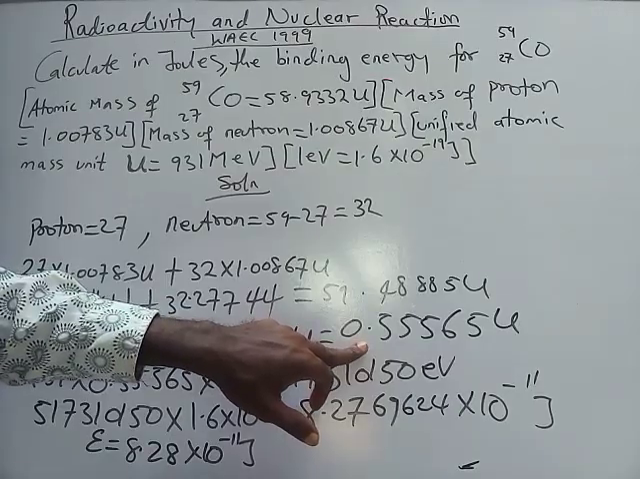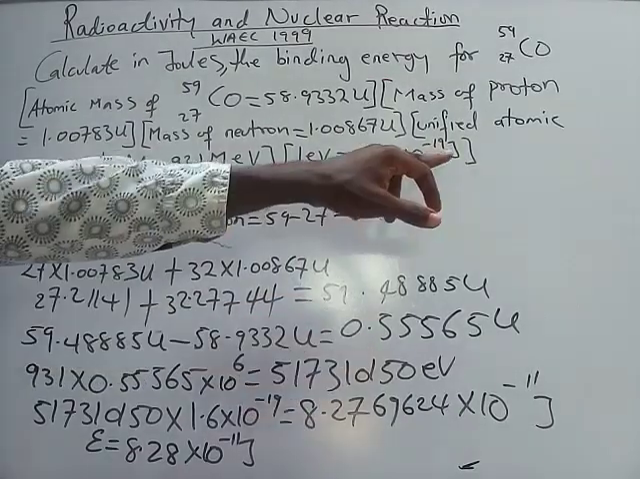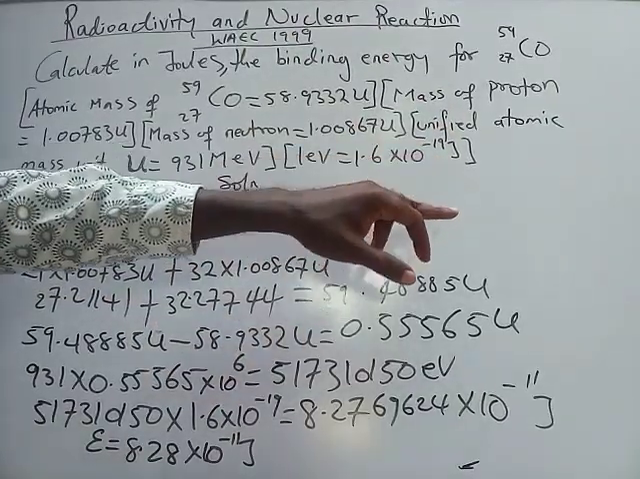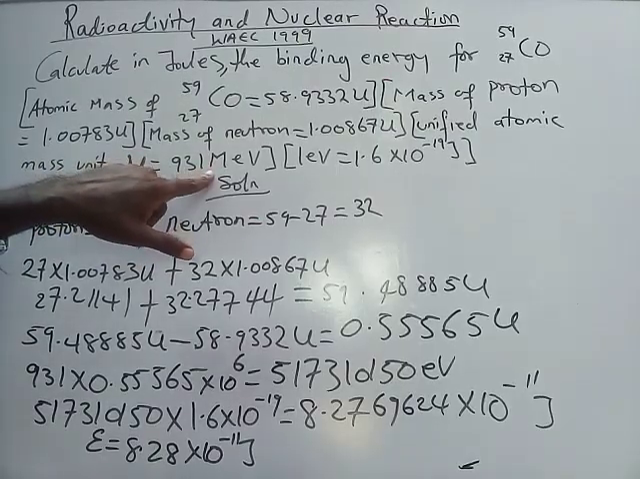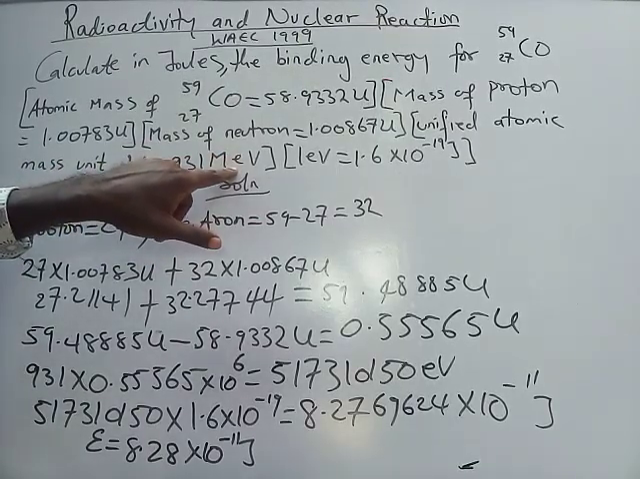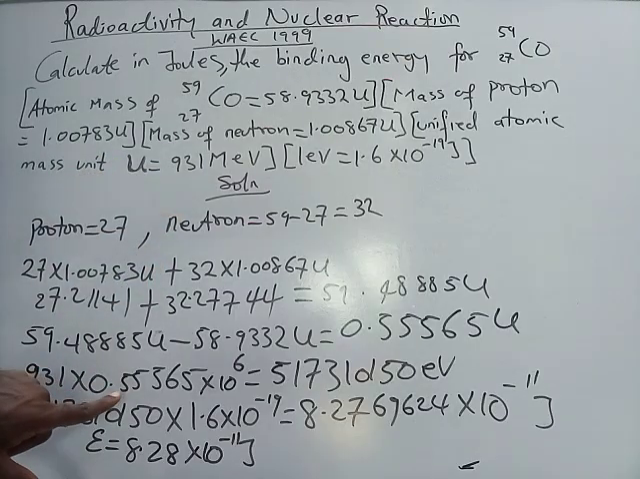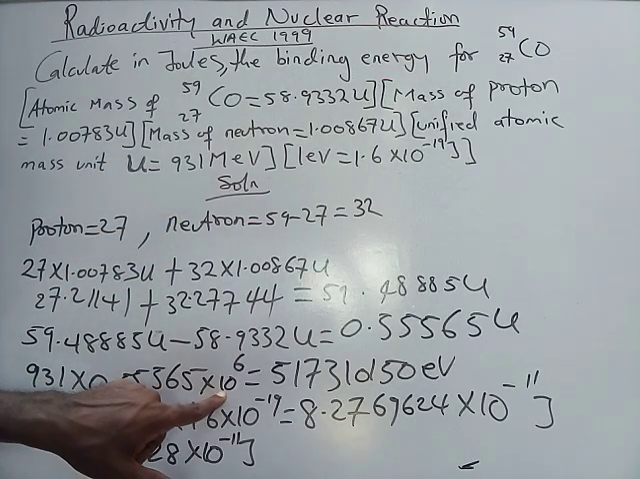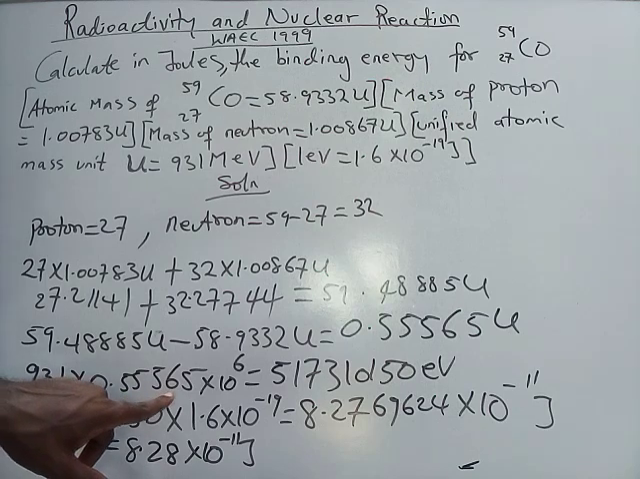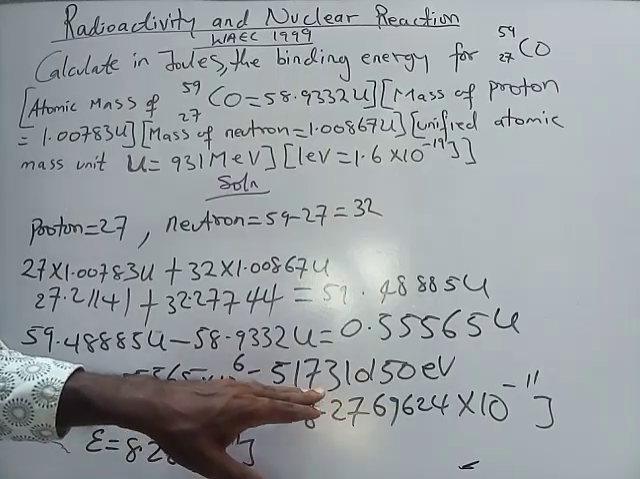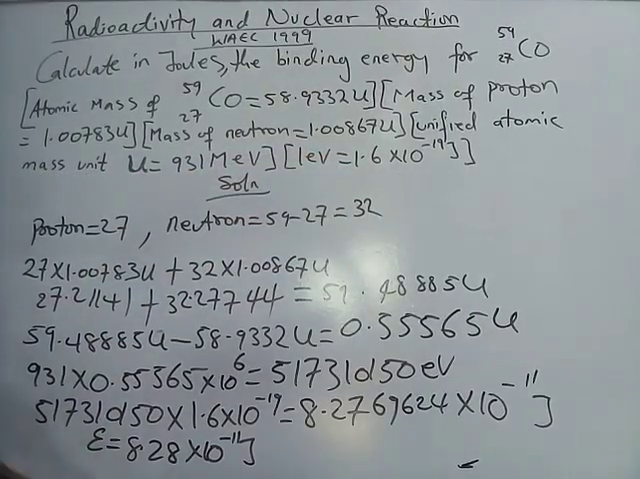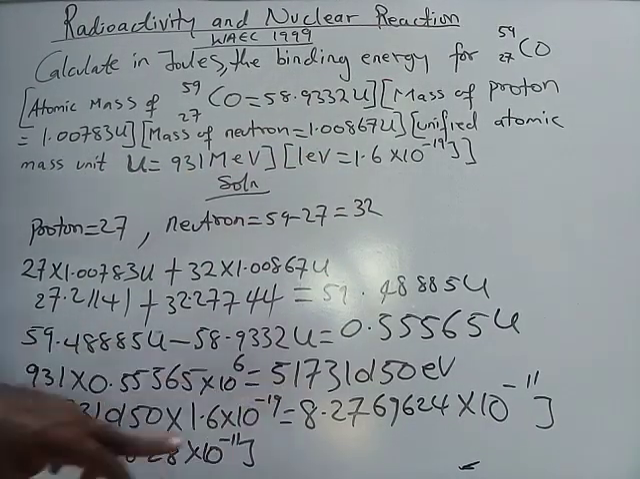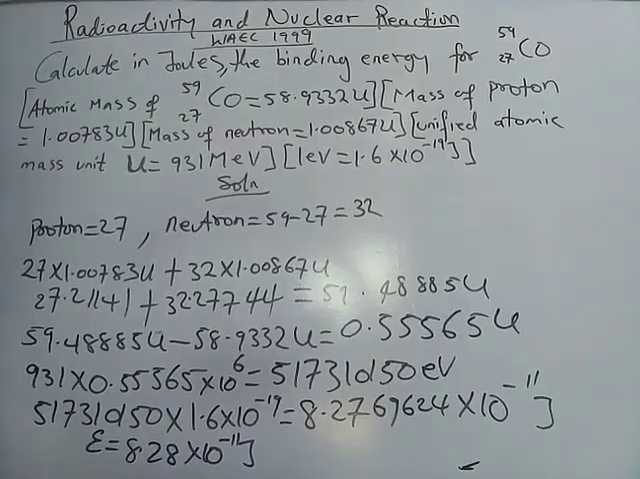Since our answer is needed in joules, we move to joules. First of all, we are told that this U is the same as 931 times 10 power 6, which is mega electron volts. So we convert it to electron volts: 931, with the mega here, times our 0.55565, and this is what we have now in electron volts. Then 1 electron volt in joules is this. We multiply by this, which gives us this, and that is the final answer.